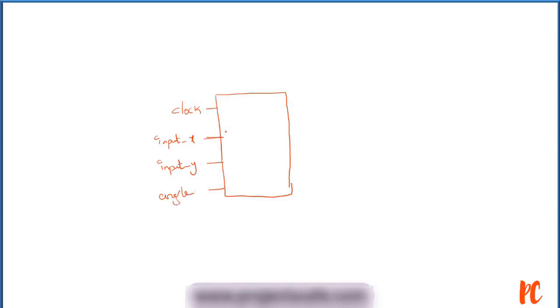For this input signal, I am going to consider 16 bit, so I will be taking 15 down to 0. Similarly for y, 15 down to 0. Followed by the angle, this will be of 32 bits, so I am considering 31 down to 0.